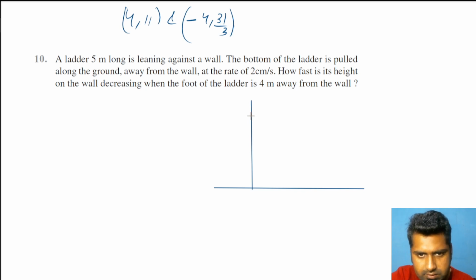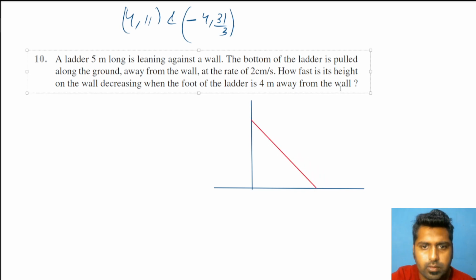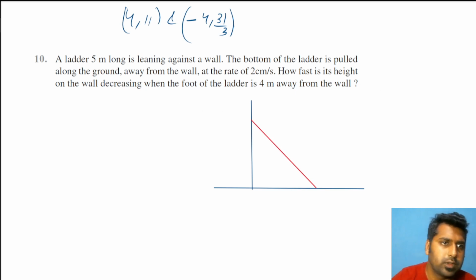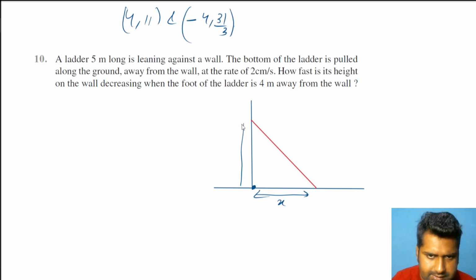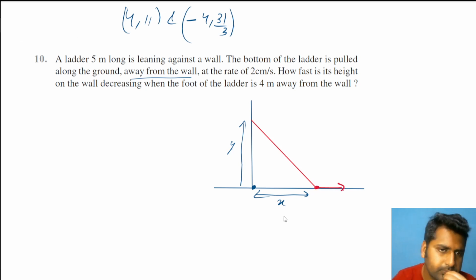So let's say this is your ladder. Let's say that the distance from the foot of the wall to the bottom of the ladder is x, and let's say this distance is y. Now the bottom of the ladder is pulled along the ground away from the wall. That means this point is moving in this direction at the rate of 2 centimeter per second.